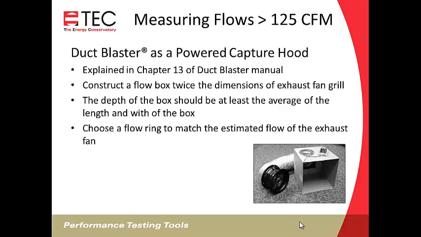And then you'll want to choose the ring to match the estimated flow. So you can measure flows up to 1,000 CFM with this process, and measure the box at the open corner. So you can see where we're connected in here. You're measuring it down at that corner, and you want to get it to zero pressure at that location.